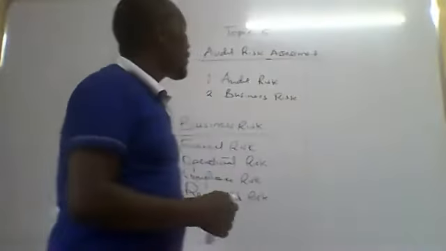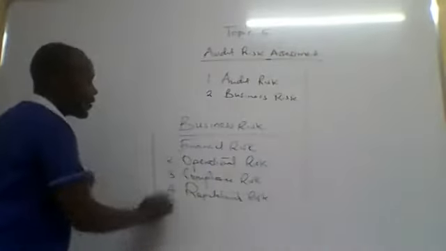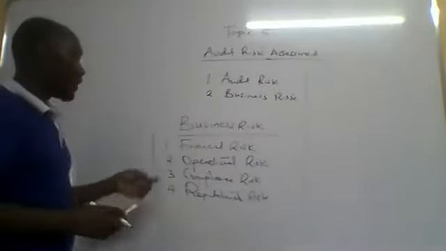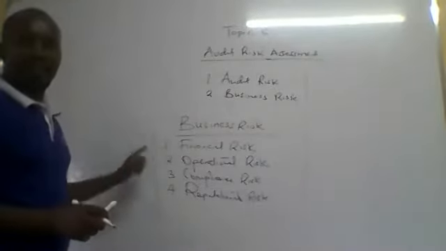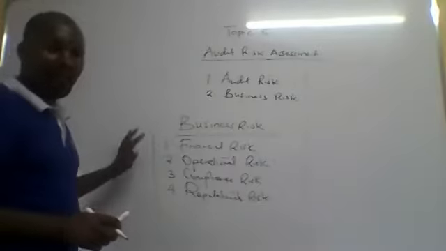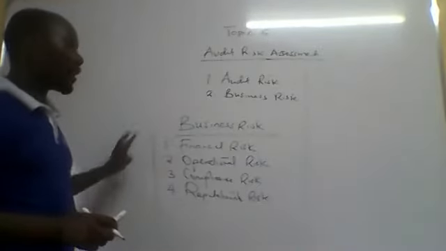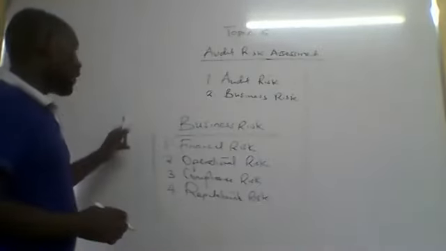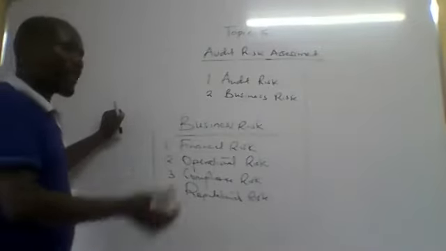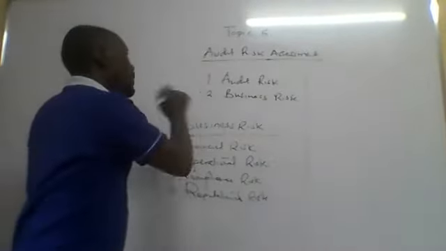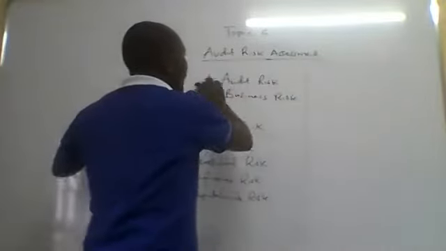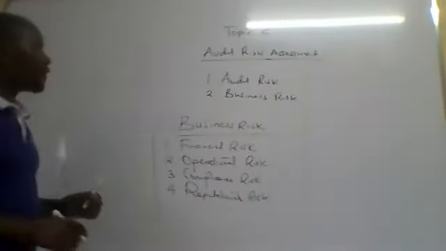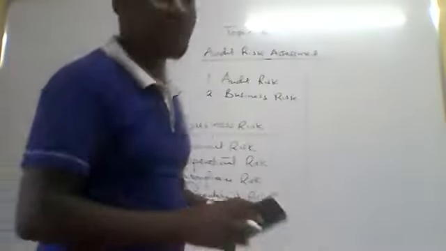So let's proceed. These are the risks that first you need to be able to identify. Then you analyze. You look at the causes and the effects and how they can be prevented. So when you're doing business analysis or risk assessment, you can look into those. Then we have here audit risk. So let's look at the types of audit risk that we have.